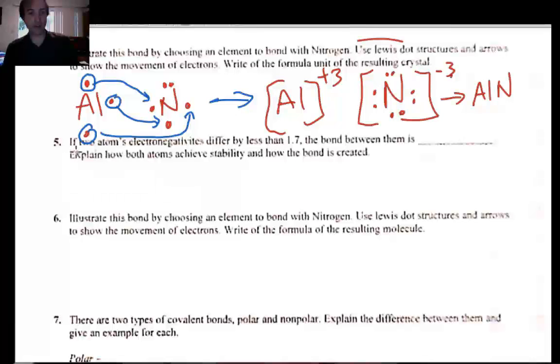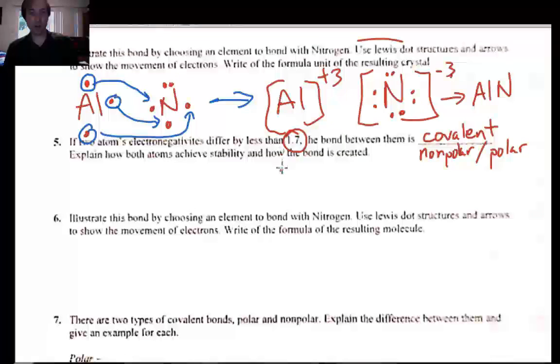Now let's move on to question 5. Question 5 says, if the 2 atoms' electronegativities differ by less than 1.7, the bond between them is covalent. Now keep in mind that covalent could be one of 2 things. It could be nonpolar, or it could be polar. But this dividing line here, 1.7, says that if it's below 1.7, they're sharing in some way. If it's above 1.7, it's what we just talked about, the fact that electrons were transferred.